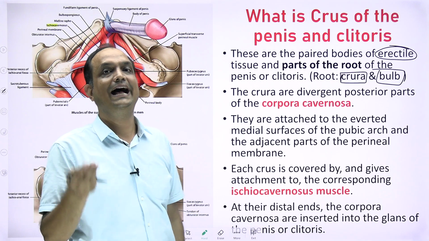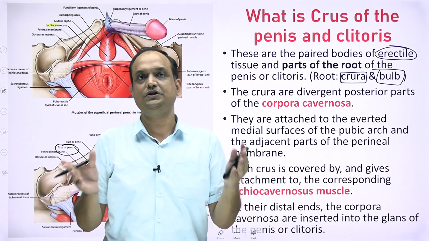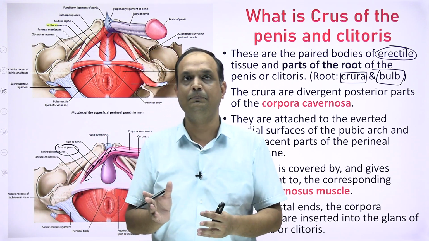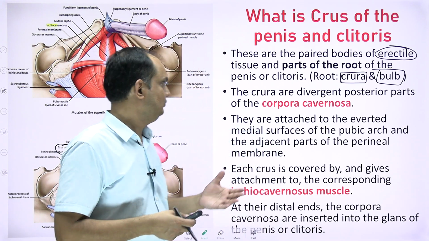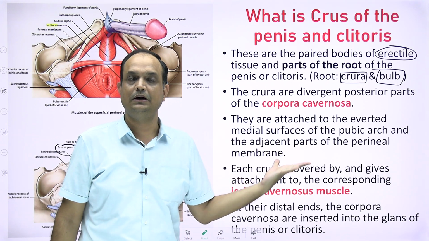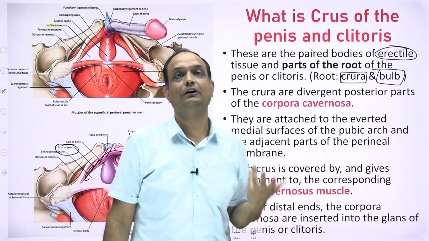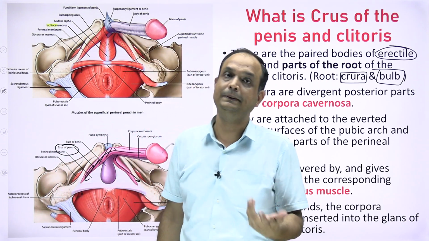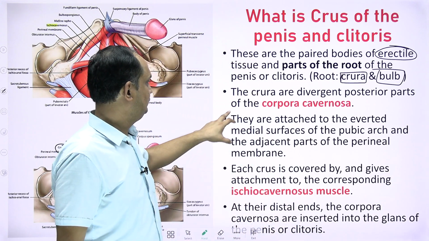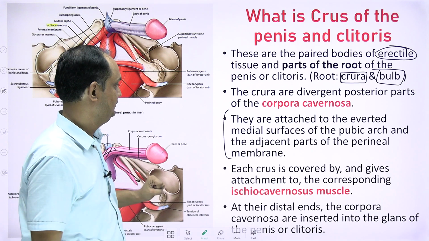So, whenever you are having the hip bone in your exam, you are having this differentiation between the male and female hip bone, and we used to always look for the everted margins of the pubic arch. And why are these everted margins more prominent in males? Because of the attachment of the crus of penis. So, this is one of the very important points to understand when you are reading the differentiation in the male and female hip bone.